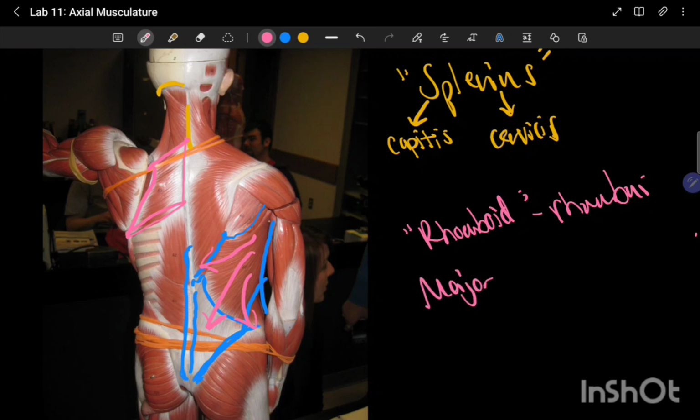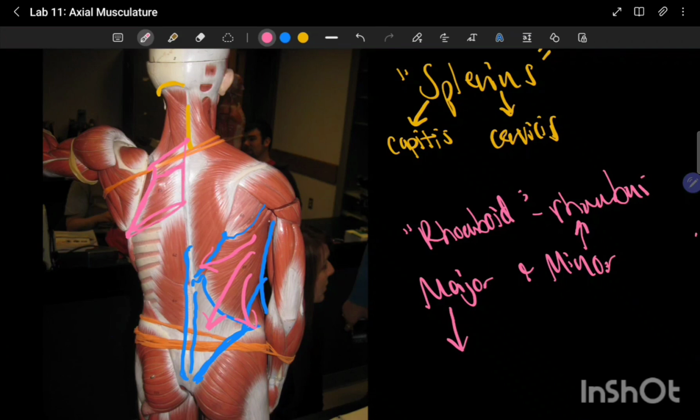These are based on the size of the muscle. So major is going to be larger. It's also a little inferior. So I'm going to draw a line here between our major and our minor. The smaller muscle, more superior, is going to be minor. And then the muscle that's more inferior, this guy, is rhomboid major.